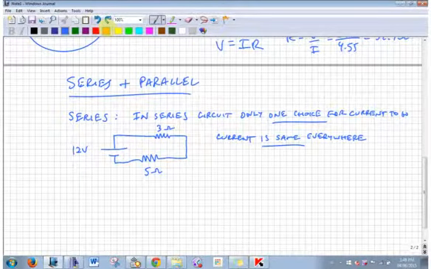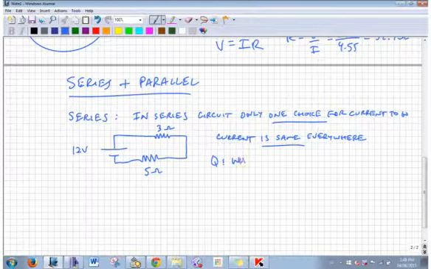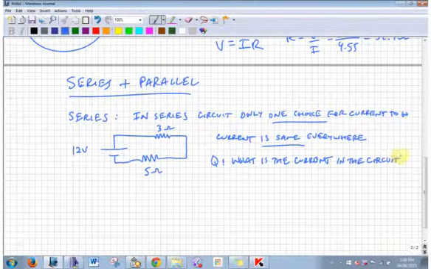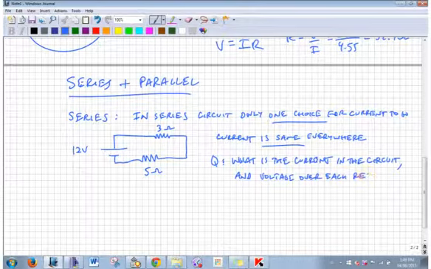Just like water, okay? So, I'll put a question, but I'm not going to answer it for a while. What is the current in the circuit? And again, it doesn't matter where. And the voltage over each resistor.